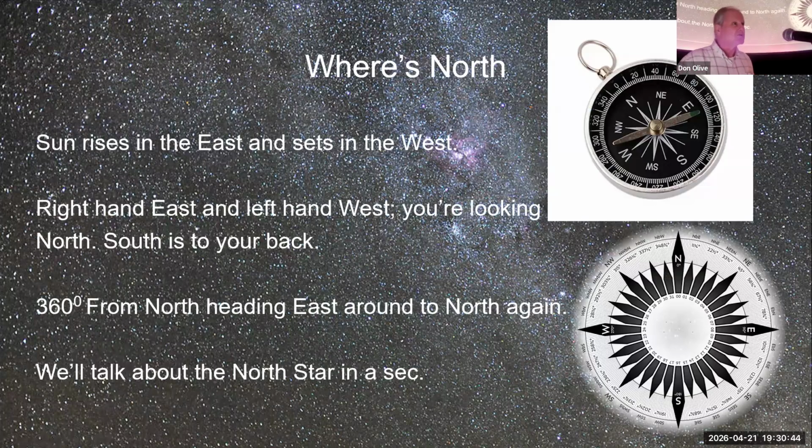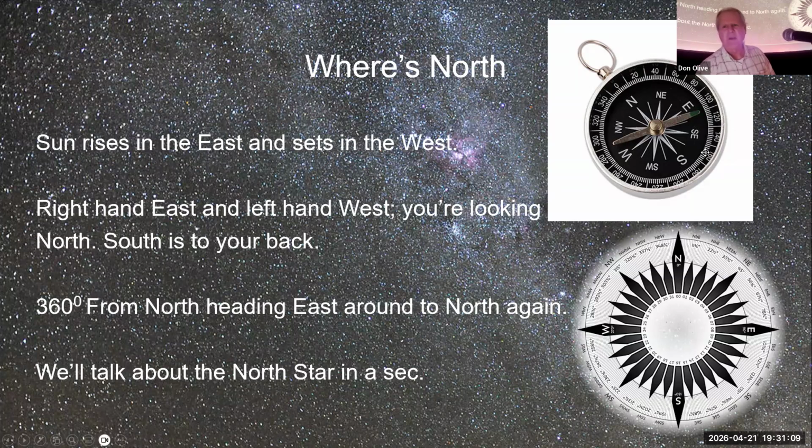All right, as far as where's north, the sun rises in the east and sets in the west. With your right hand where the sun comes up, note where it is. Your left hand where the sun goes down, your nose is pointing north. The back of your head is pointing south. That's your basic orientation right there.